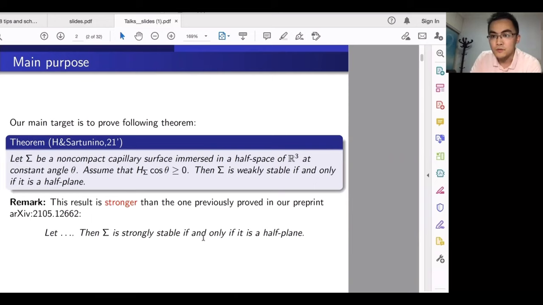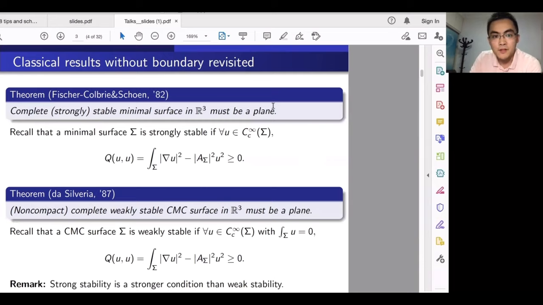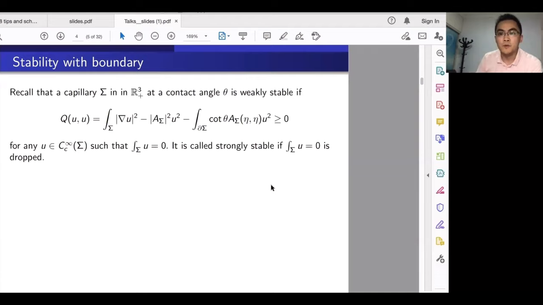Now, these results are for surfaces without boundary. Now we want to move to surfaces with boundary, and we want to discuss stability with boundary. First, I would like to recall that a capillary surface in a half space at contact angle theta is weakly stable if the quadratic form Q is non-negative for all functions U that have compact support and zero integral on the support. This quadratic form, if you have watched the first video, also comes from a second variation of a functional, but it's not an area functional, it's actually an energy functional.